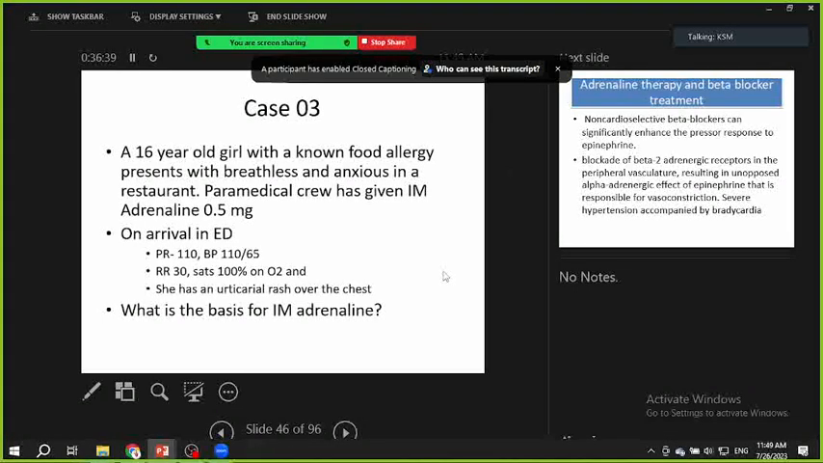Right? Case 3. A 16-year-old girl with a food allergy presents with breathlessness and is anxious in a restaurant. The paramedic crew has given IM adrenaline 0.5 mg because this patient has a history of food allergy. On arrival to the ED, pulse rate 110, blood pressure 110 by 65, respiratory rate 30, saturation 100. She has an urticarial rash on the chest. Do you justify giving adrenaline to this patient?